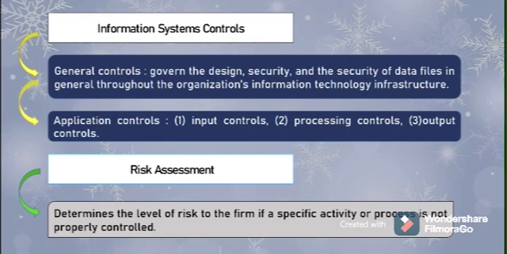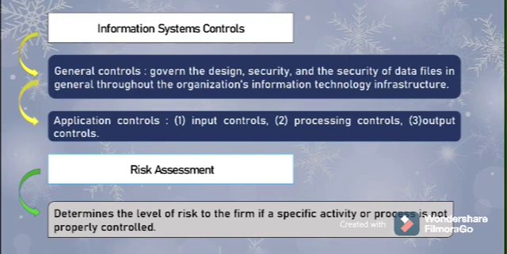The next point is risk assessment. It determines the level of risk to the firm if a specific activity or process is not properly controlled. Not all risks can be anticipated and measured, but most businesses will be able to acquire some understanding of the risks they face. So business managers working with information system specialists should try to determine the value of information assets, points of vulnerability, the likely frequency of a problem, and the potential for damage.